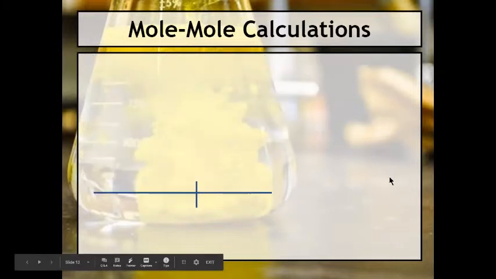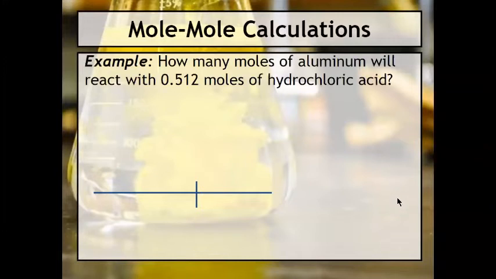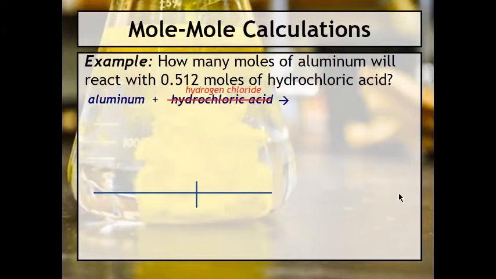And not to leave you guys hanging, I do have one final example here that I'll show you. How many moles of aluminum will react with 0.512 moles of hydrochloric acid? Well, we've got to write down the reaction first. We're taking aluminum, we're adding hydrochloric acid. Some of you might want to think of hydrochloric acid as hydrogen chloride here, that's fine.